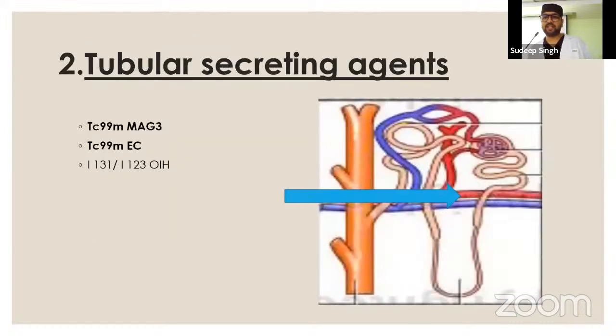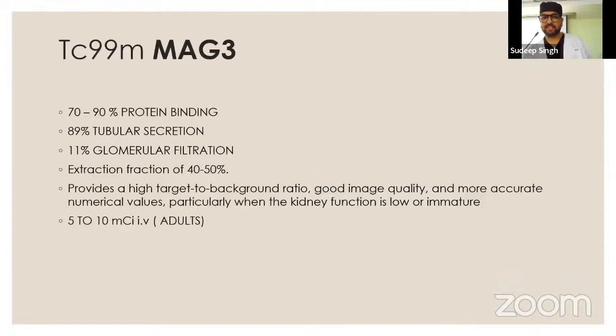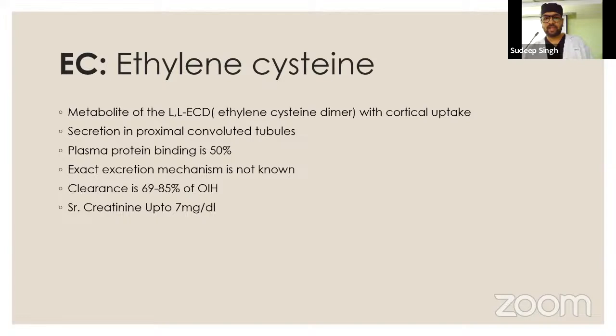Then there are tubular secreting agents secreted by renal tubules, MAG3 and EC. MAG3 has 70 to 90% protein binding, 89% tubular secretion, and 11% glomerular filtration. The extraction fraction is 40 to 50%. So it provides a high target to background ratio, good image quality, and more accurate numerical values, particularly when kidney function is low or immature. The dose is 5 to 10 millicurie IV.